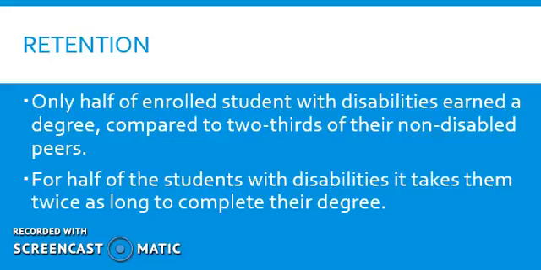Retention. Students with disabilities are more likely to have delayed enrollment into college. Because of this, student retention for this population is hard to determine. Only half of these students enrolled with disabilities earn a degree, compared to 2/3 of their non-disabled peers. For half of those students with disabilities, it takes them twice as long to complete their degrees.